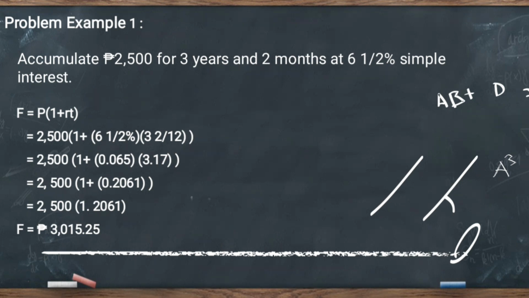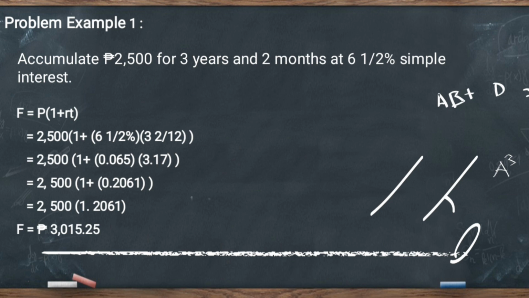After substituting the value, let us not forget to convert rate into decimal form. So from 6.5%, it becomes 0.065. And for time, let's convert it into whole number. But since there is months involved, from 3 years and 2 months, we have 3.17. Let us then multiply the rate and time. So our rate is 0.065 multiplied by time, which is 3.17.